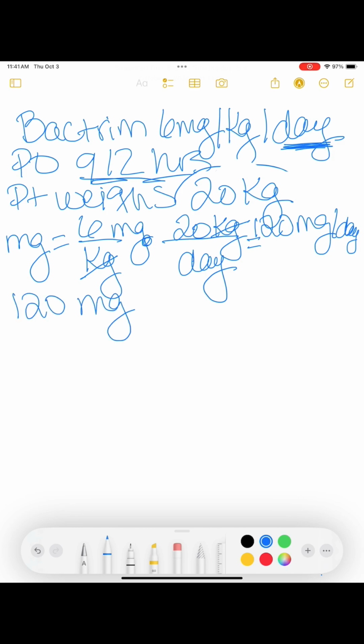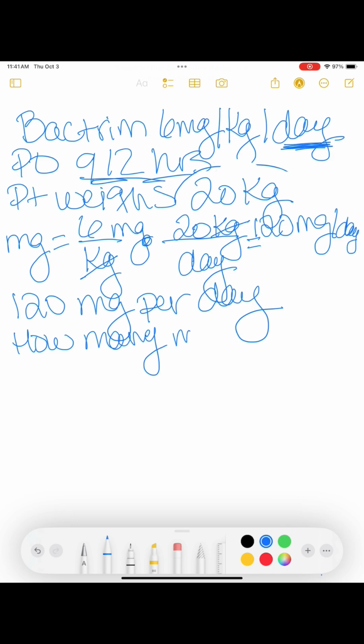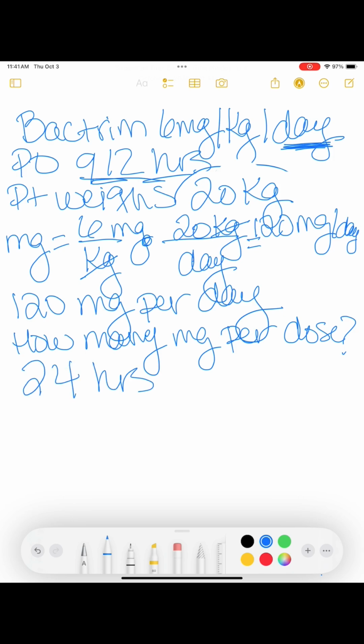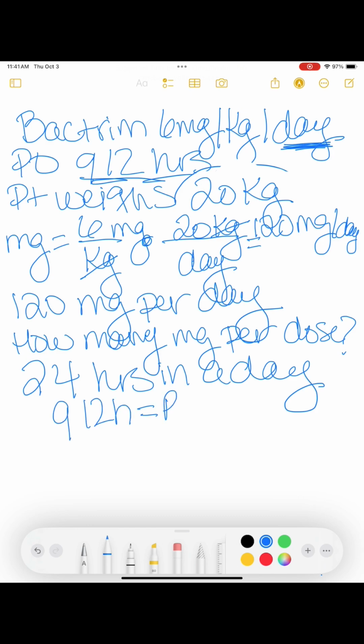So 120 milligrams per day is what we have so far. Are we finished? No, we're not. We're not finished because the question is asking us what? How many milligrams per dose? And there are 24 hours in a day. So that means that this patient is getting how many doses in a 24-hour period? They're going to be getting 2 doses, right? Because 12 plus 12 equals 24. Every 12 hours also means 2 times a day.